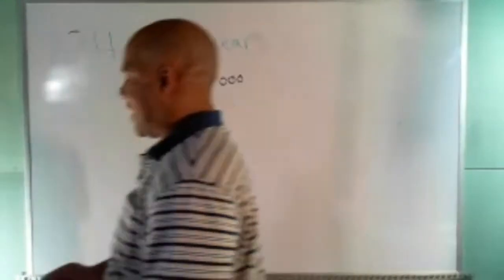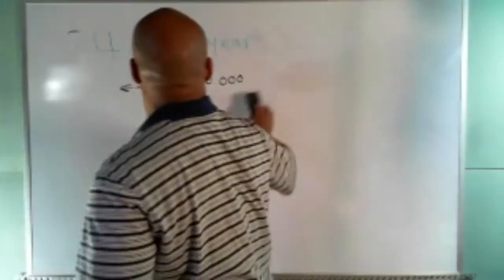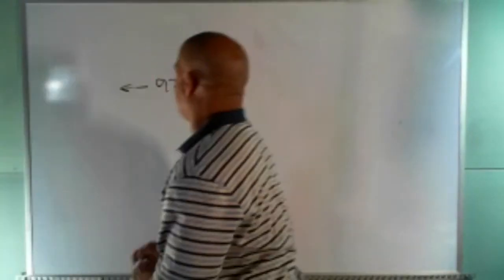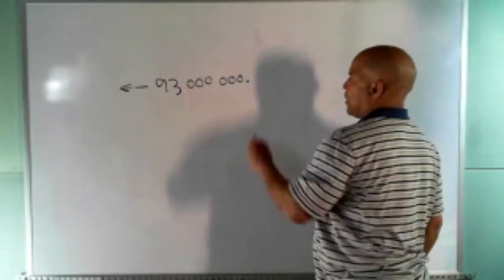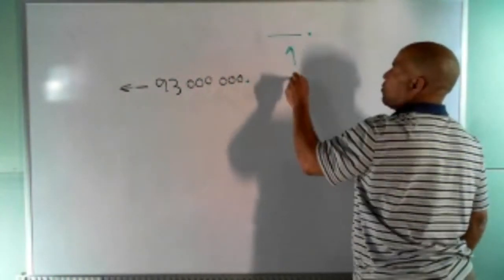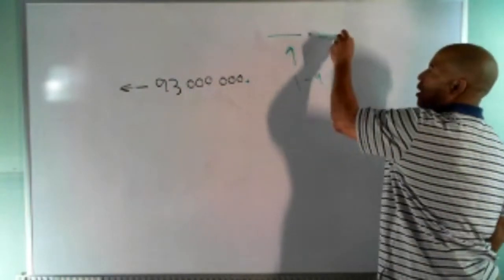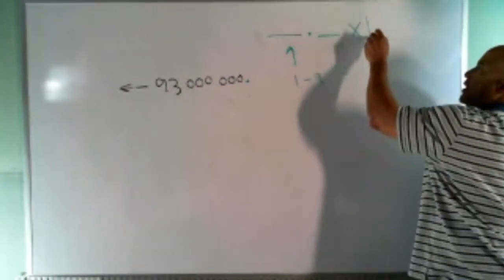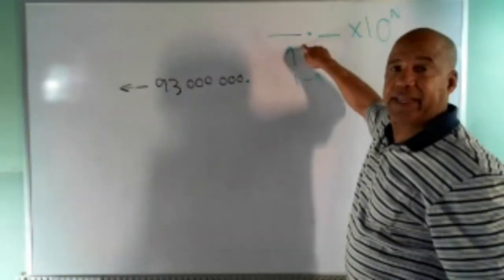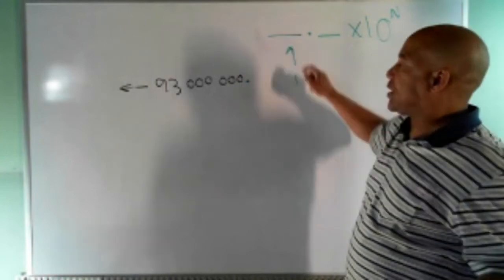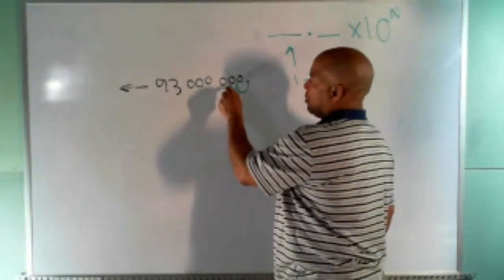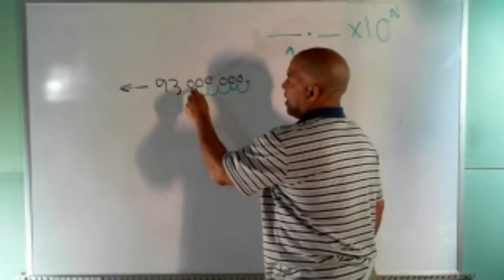If I want to put that number in scientific notation, all I have to do is first look at the decimal point, which is over here. Then remember, the form says this number has to be between 1 and 9 inclusive, times 10 to some power. That power tells me how many times I have to move the decimal point to make it look like this form. So I'm going to move this 1, 2, 3, 4, 5, 6, 7.